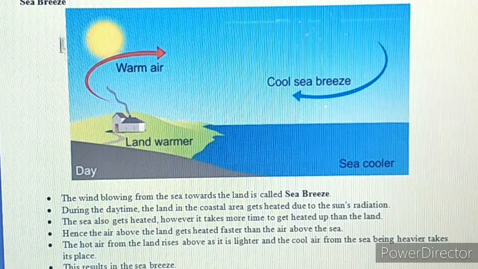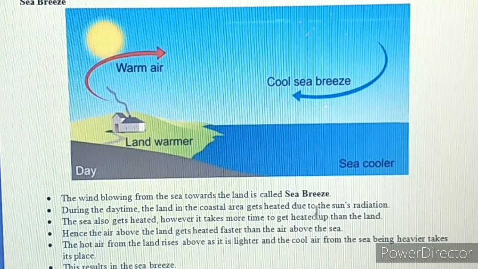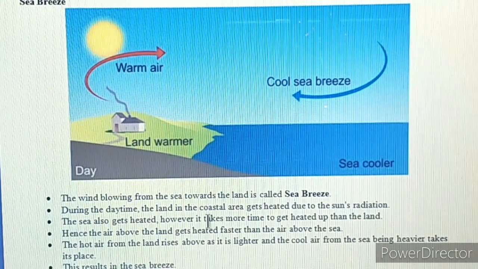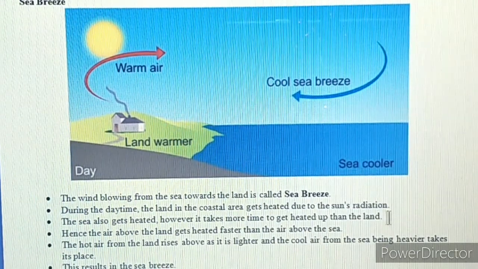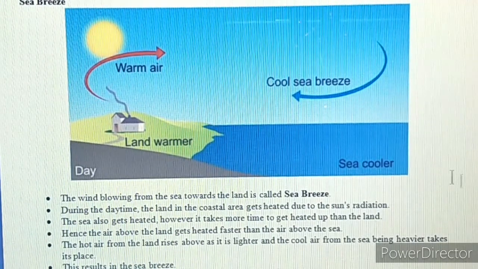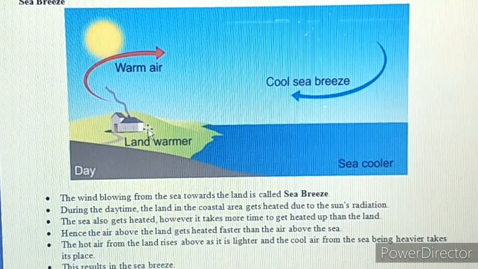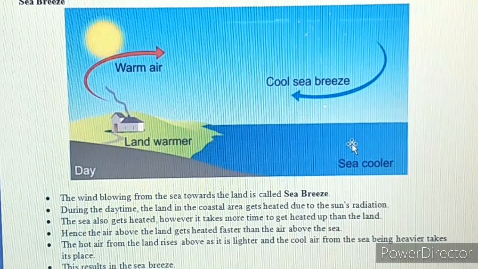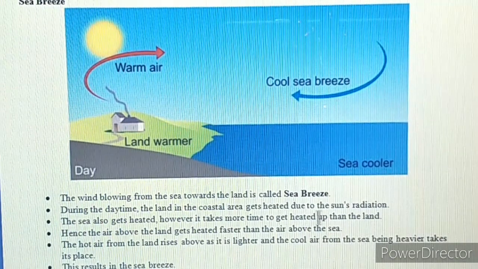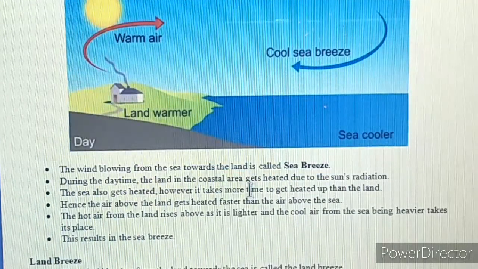Now, what happens during the daytime? The land in the coastal areas gets heated due to what? The sun's radiation. Water is also heated up and land is also heated up, but the land heats a little faster than the water. The sea also gets heated, however it takes more time to heat up than the land. So the land heats faster than the sea.